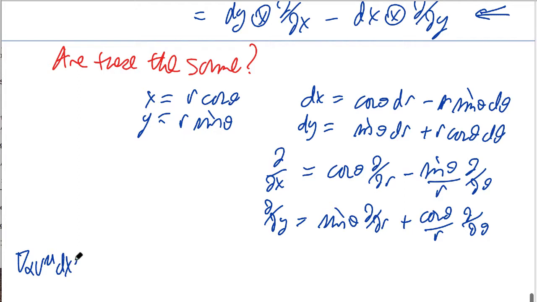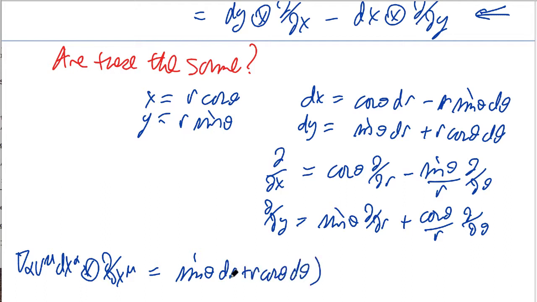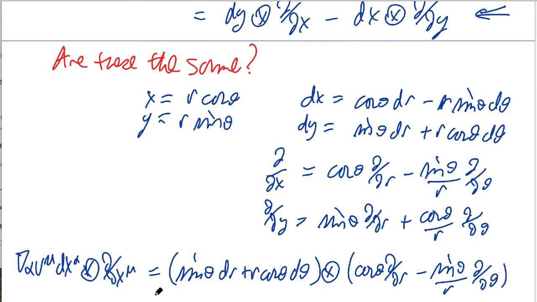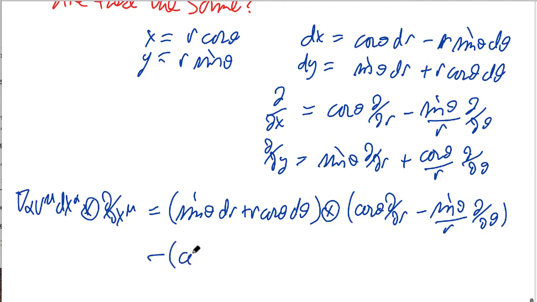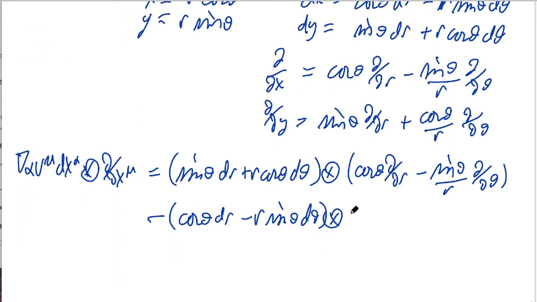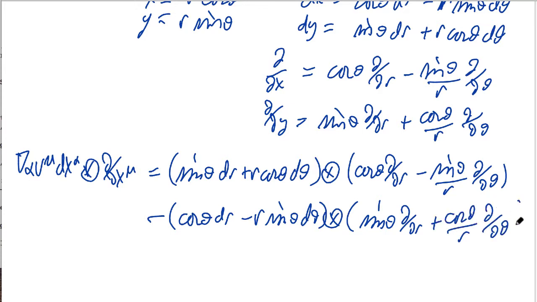What we have is del alpha v mu dx alpha outer product with d by dx mu, which is equal to dy, that's sine theta dr plus r cosine theta d theta, outer product with d by dx, which is cosine theta d by dr minus sine theta over r d by d theta, minus dx, so that's cosine theta dr minus r sine theta d theta, outer product with d by dy, so that's sine theta d by dr plus cosine theta over r d by d theta.